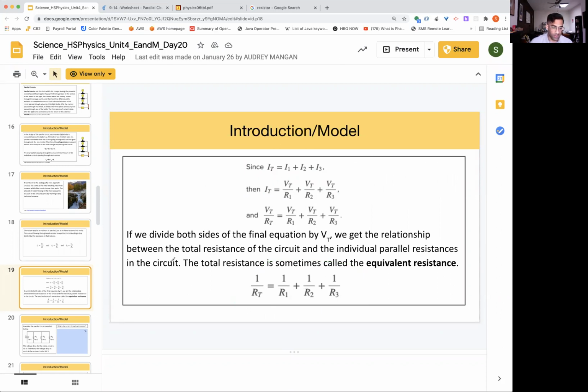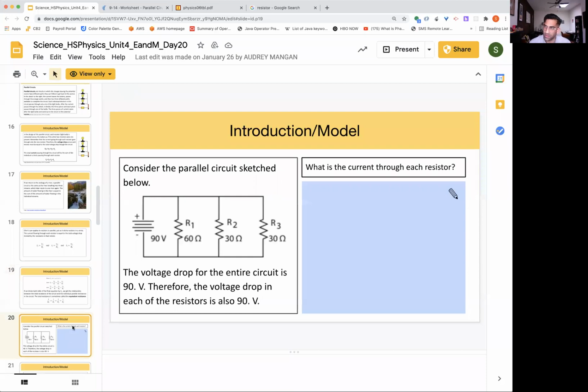And so I'm going to use their one slide as an example, and then we're going to go through some examples together, because this is a little bit weird. It's a little different from the way that we calculated with series circuits. So what we're going to do is write down our givens. I always like to do this first. So we're given that R1 is equal to 60 ohms. R2 is equal to 30 ohms.